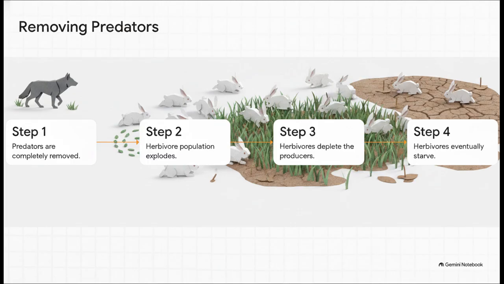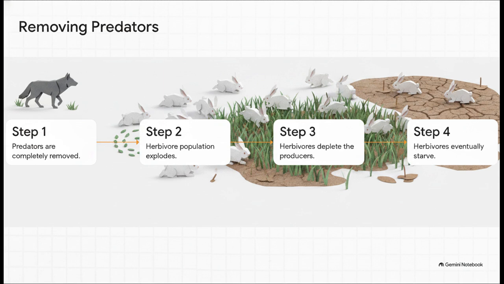But then we hit Step 3. Because there are now so many rabbits roaming around, they totally overconsume the resources. They eat the grass way faster than it can possibly grow back, completely depleting the producers. And that brings us to the tragic finale, Step 4. Without enough producers to provide energy at the absolute base of the food web, the environment can no longer support that massive rabbit population. They eventually starve and die off.